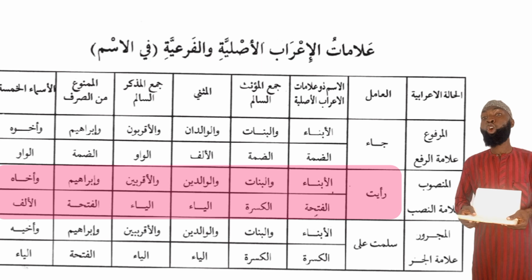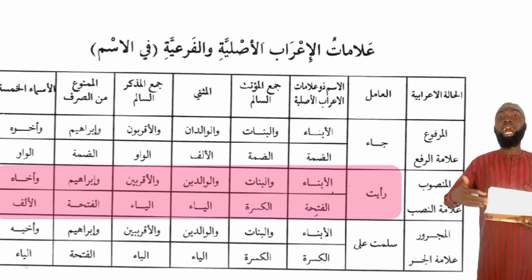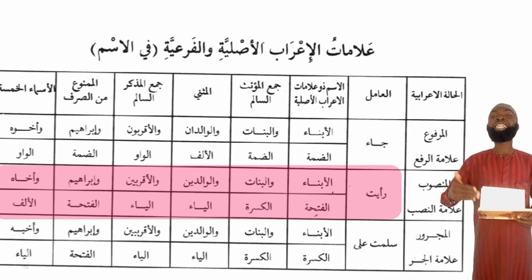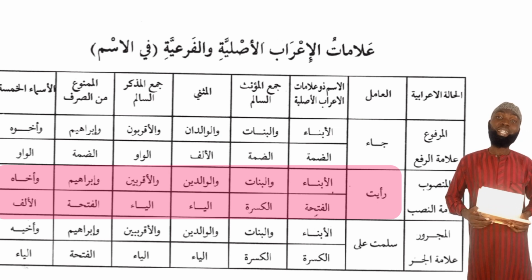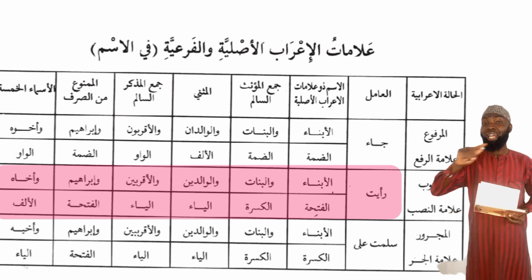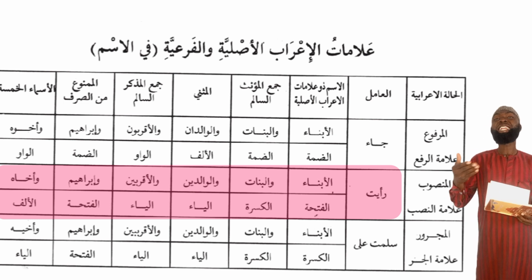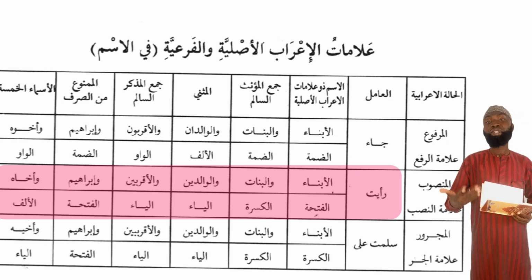We have the word Ra'aytu. Ra'aytu says, I saw. Who? Al-Abna'a. So Al-Abna'a there is coming with Fatha because now it is carrying the primary sign Fatha. Ra'aytul Abna'a, not Abna'u again. I saw the children.